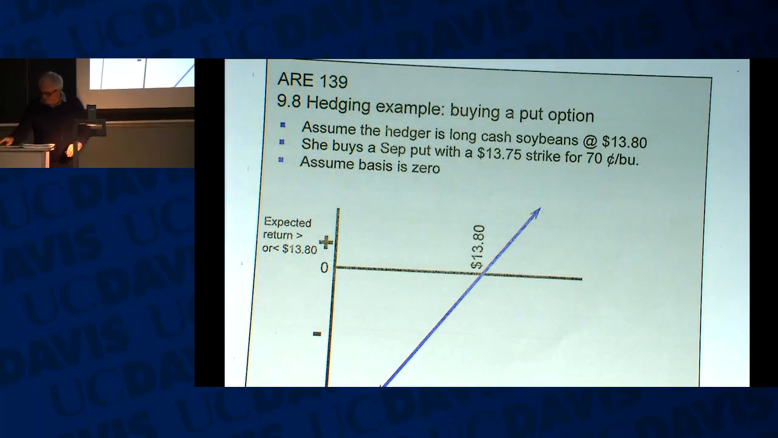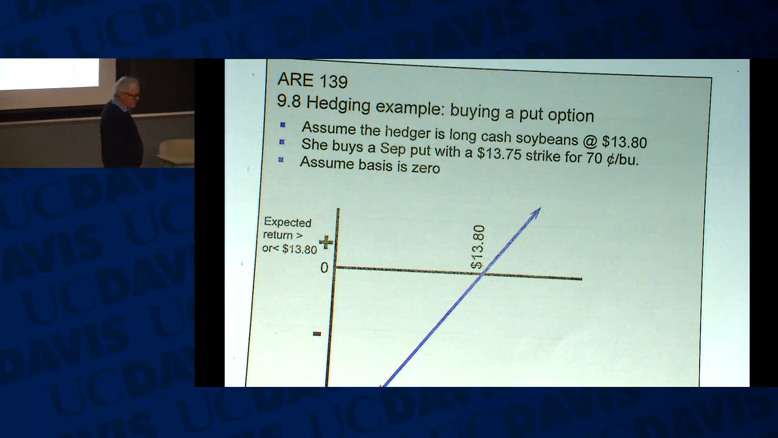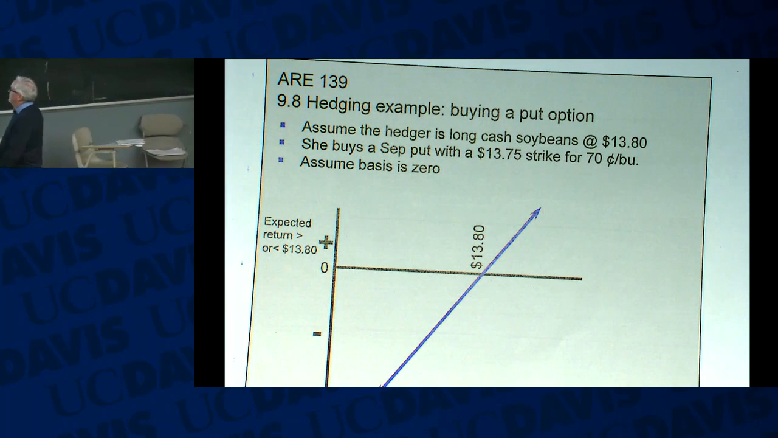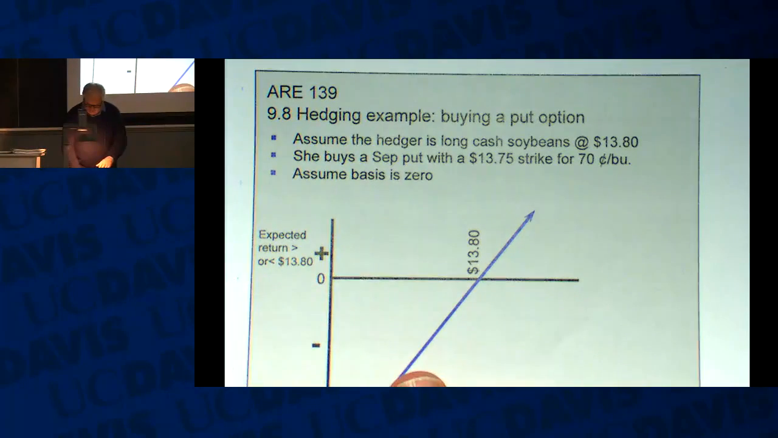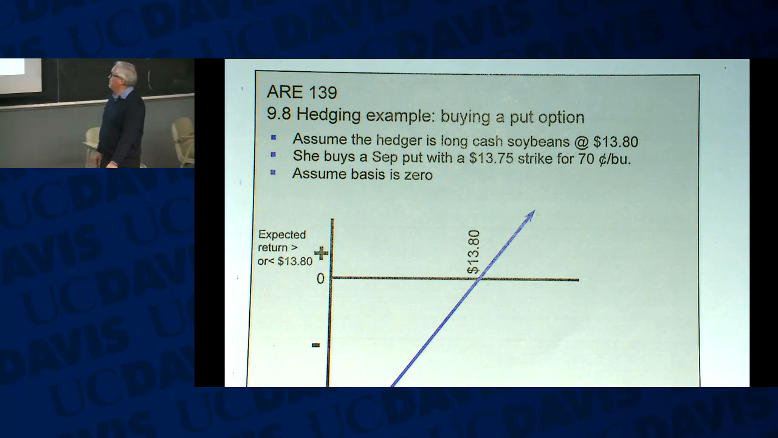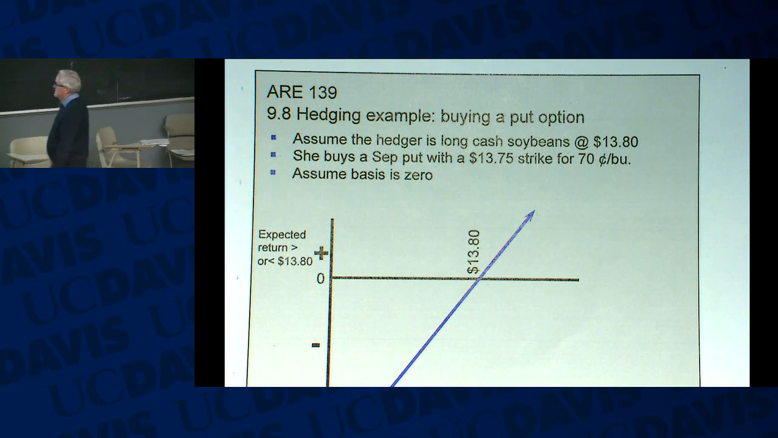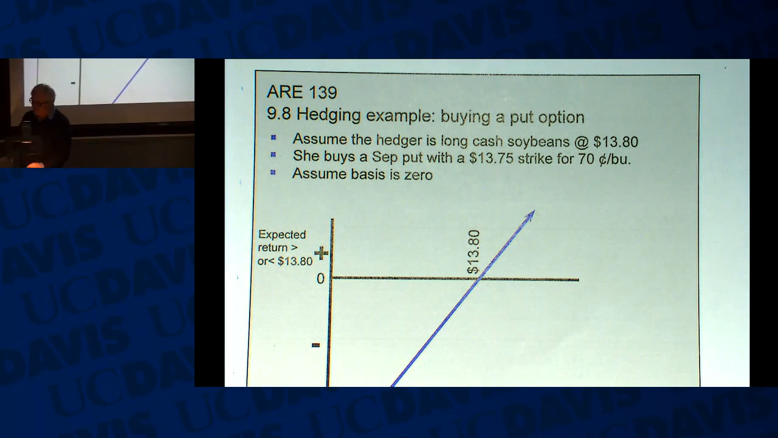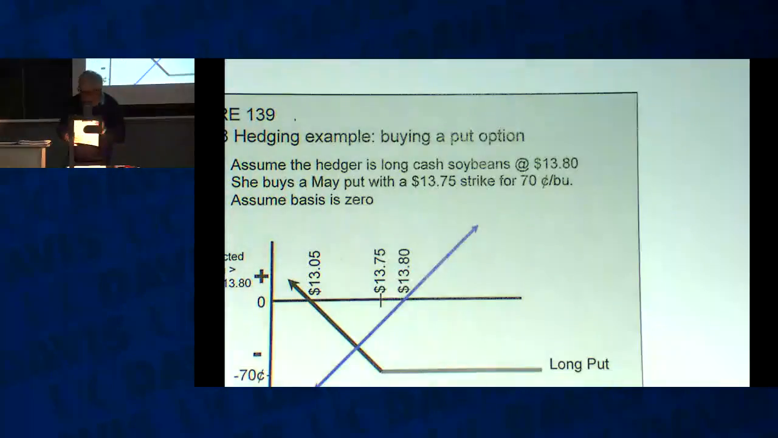So let's look at an example that might appear on the final, something quite similar anyway. Here's a hedger who is long cash soybeans, and the cash price is $13.80. This hedger, she buys a put with a 13.75 strike for 70 cents. So we draw our payoff. The expected return, remember, is relative to the current cash price.